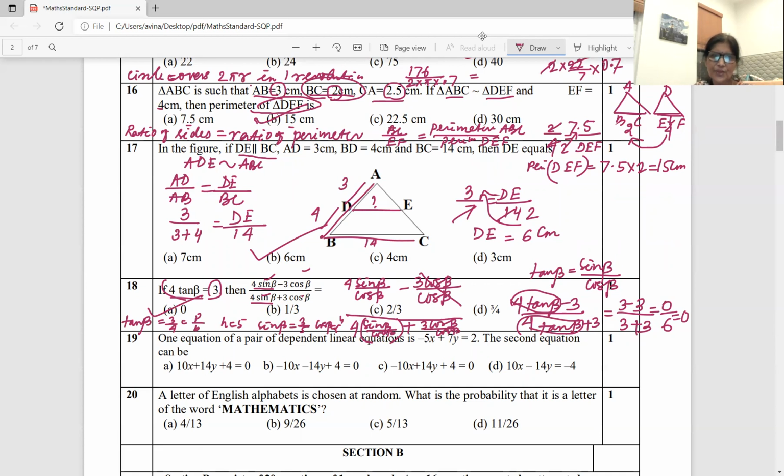क्वेश्चन नंबर 19. वन इक्वेशन ऑफ पेयर ऑफ डिपेंडेंट लिनियर इक्वेशन इज 5x प्लस 7y इज इक्वल टू 2. इसके साथ जो डिपेंडेंट लाइन होगा, सेकेंड इक्वेशन क्या होगा? डिपेंडेंट मीन्स ये कोइंसिडेंट. इसके साथ इनफाइनाइट मेनी सॉल्यूशन बनेगा. तो ए वन बाई ए टू इज इक्वल टू बी वन बाई बी टू इज इक्वल टू सी वन बाई सी टू, तीनों का रेशियो सेम आएगा. इसको आप गेस भी कर सकते हैं.